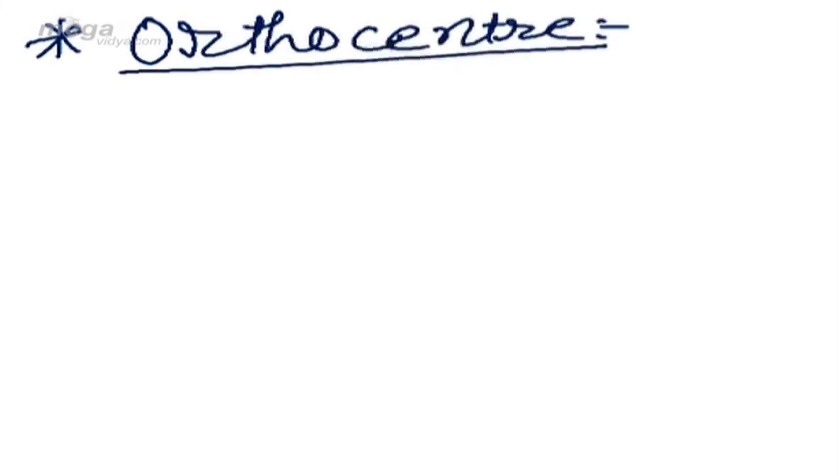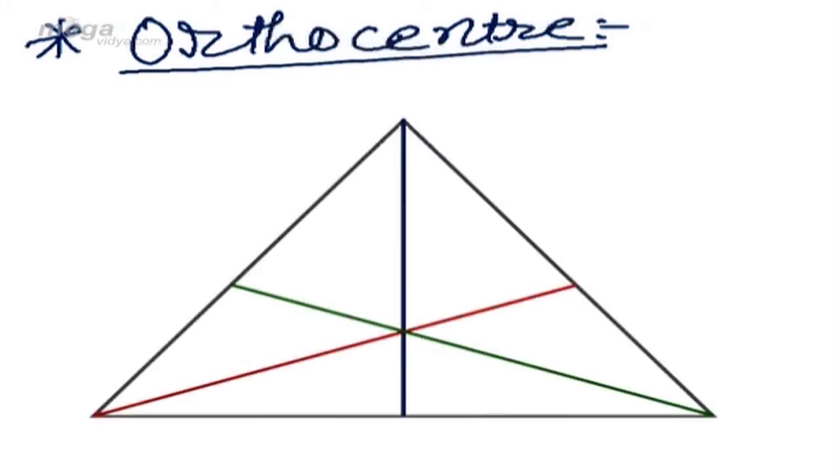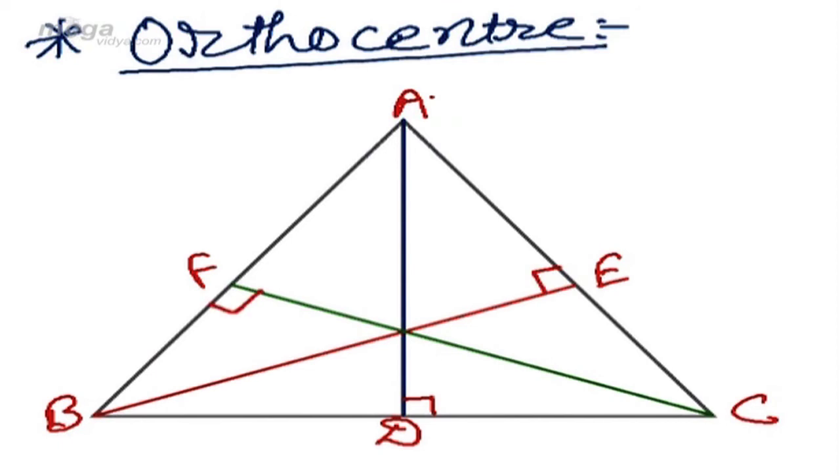Now students, it is the orthocenter. The orthocenter is the point of intersection of all three altitudes of a triangle. So students, you can see here, this is triangle ABC, and AD, BE and CF are the three altitudes drawn from the vertices to the opposite sides.